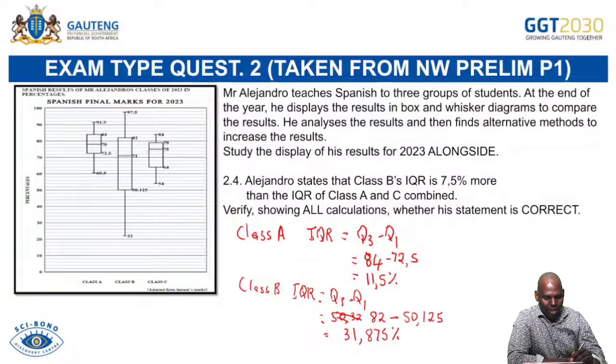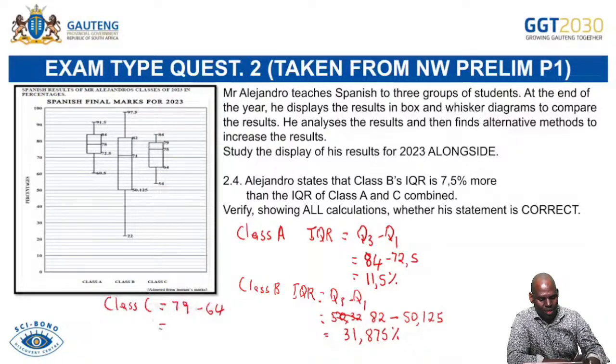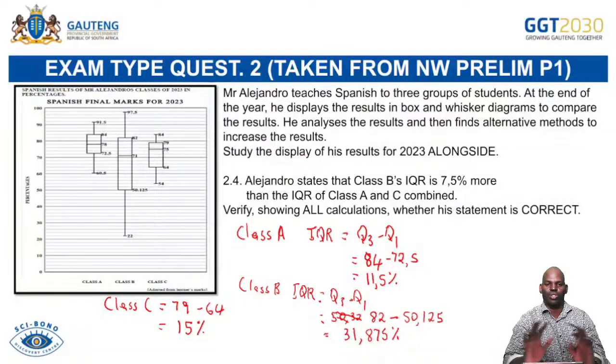And then I have to calculate class C. I think you know the formula now. Quartile 3 is 79, and then minus quartile 1, which is 64. 79 minus 64, I get 15. Remember, all these values are in the form of percentages.